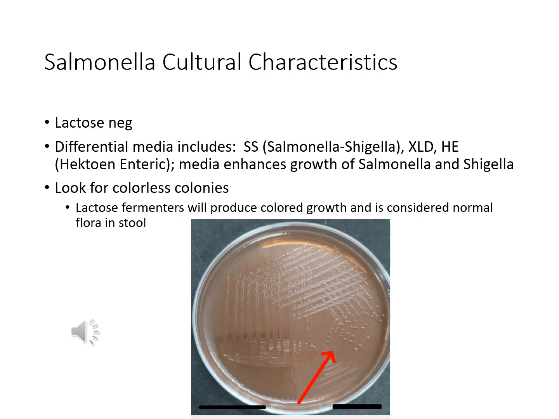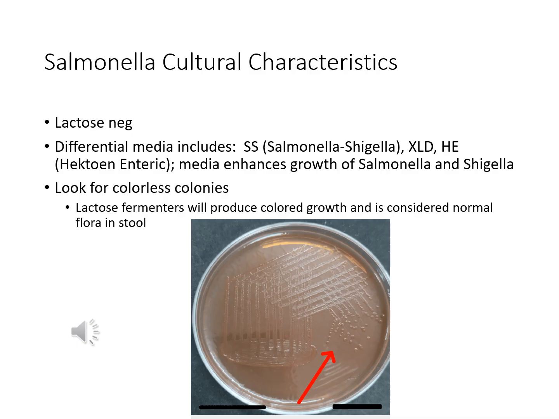When we're setting up a stool, we use an SS agar, which is Salmonella-Shigella agar. And sometimes you'll see XLD, or xylose lysine deoxycholate, and HE, which is Hektoen enteric agar. They enhance the growth of Salmonella and Shigella. So it would be a differential agar because you get fermenters and non-fermenters as far as glucose or lactose is concerned. E. coli, since it's normal flora in a stool, will grow on an XLD and an HE agar plate.